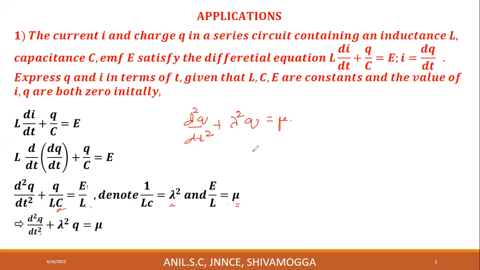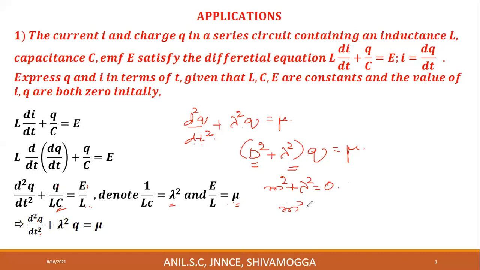Double derivative d square q divided by dt square is denoted by d square. Here q is a function of t. So d square plus lambda square into q is equal to mu. This is the given differential equation, and its auxiliary equation is m square plus lambda square is equal to 0.